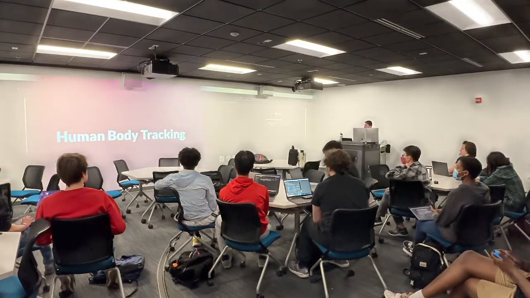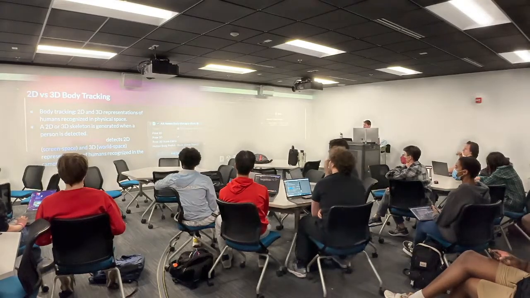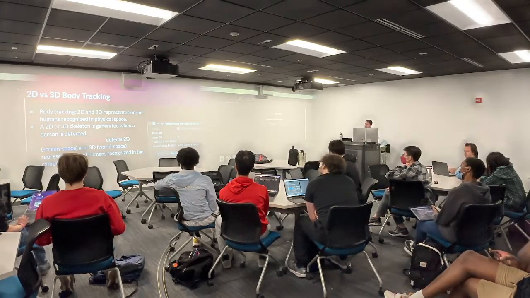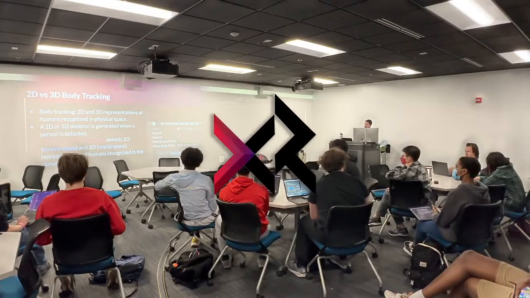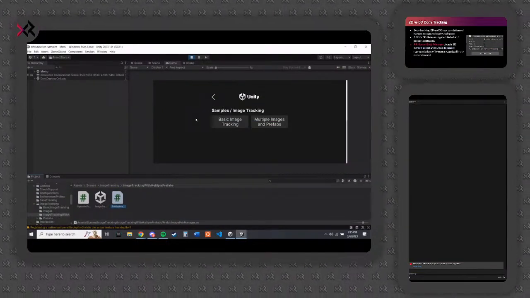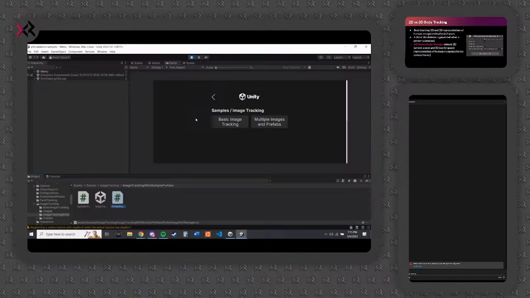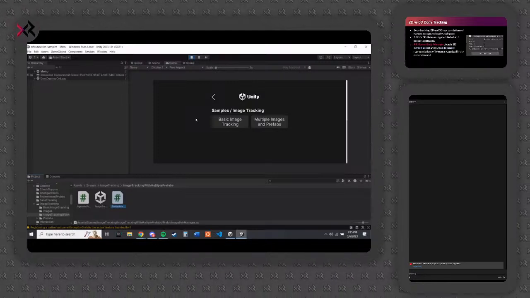So yeah, human body tracking. It's 2D and 3D representations of humans recognized in physical space. A 2D and 3D skeleton is generated when a person is detected. And here we're using the AR Human Body Manager to detect these 2D and 3D representations. And all of these components can be added through scripts, as you can see on the right here.